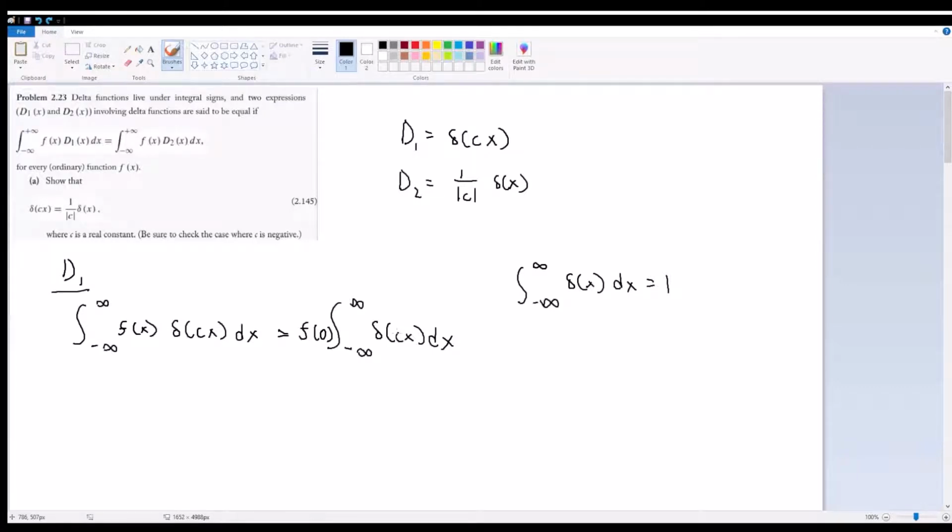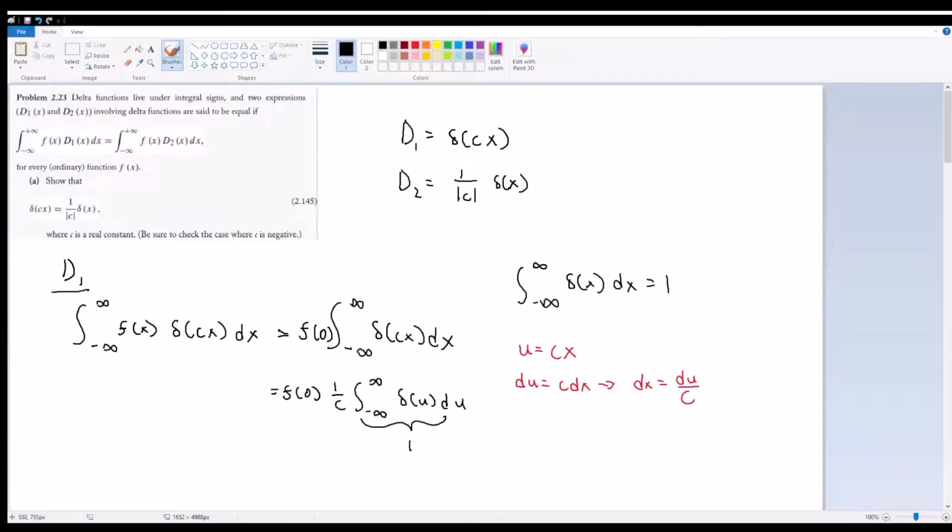And to see exactly how it does this, we can utilize a u substitution. I can forcefully turn this into something that looks exactly like this by defining a new variable. Let's call it u, and we'll say that u is equal to cx. In which case, if we use u sub, then du is going to equal c dx, or dx is going to equal du over c. So this is actually going to equal f of 0 times 1 over c multiplied by the integral from negative infinity to positive infinity of Dirac delta u du. And this does equal 1.